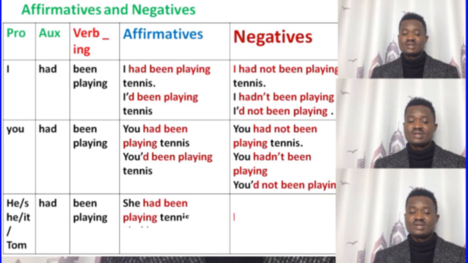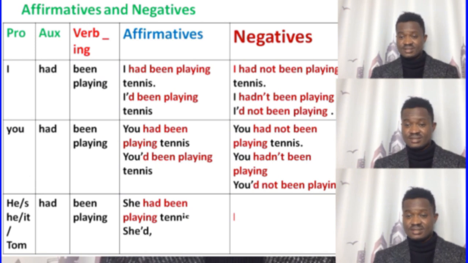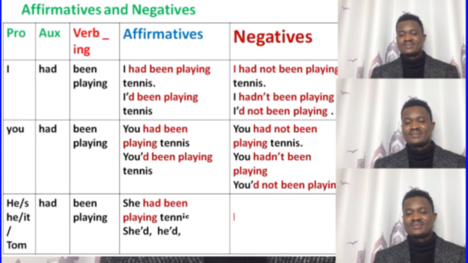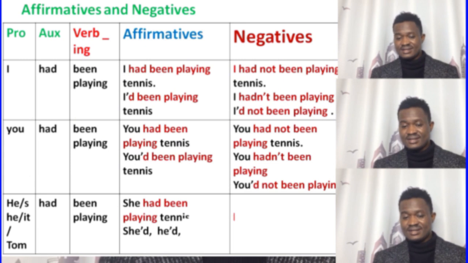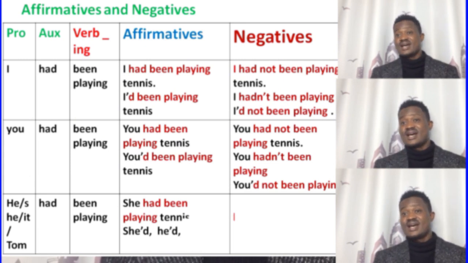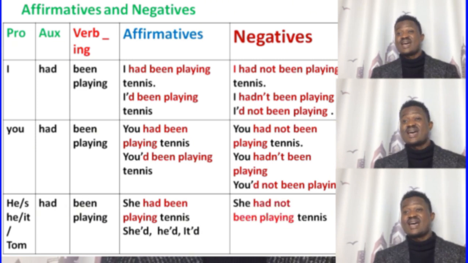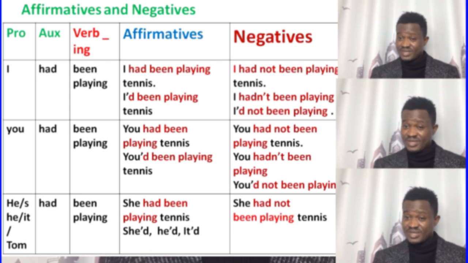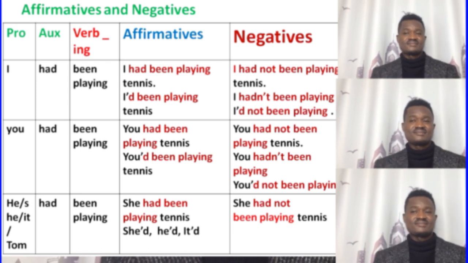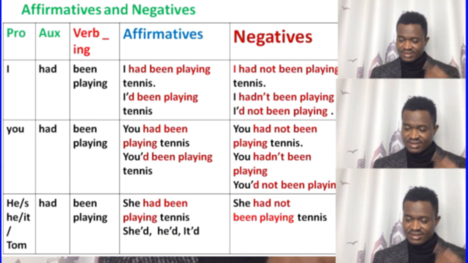Okay? So the other way around is going to be what? She'd been playing tennis. He'd been playing tennis. He'd. So she'd, he'd, you get the idea of this one. She'd is like saying she had. He'd, he had. Okay? It'd, it had. He'd been playing tennis. She'd been playing tennis. It's good, man. Okay, for your listening, alright?